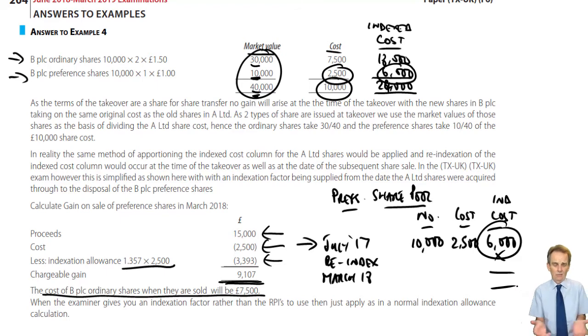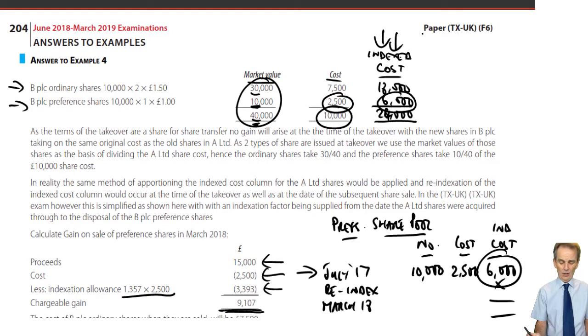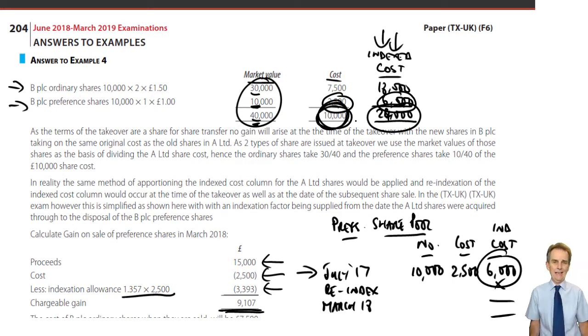Now, it's not difficult to do that. All you're doing is including one more column on your working up here, index cost, but establishing that index cost by taking the cost of your original shareholding. It was originally £10,000, and indexing from the time when you bought your A Limited shares, which I think was August 89, all the way up to the date of the takeover by B Limited, which I think was July 17, as we keep saying there. Do your re-indexation, and split that 24,000 according to those market values.